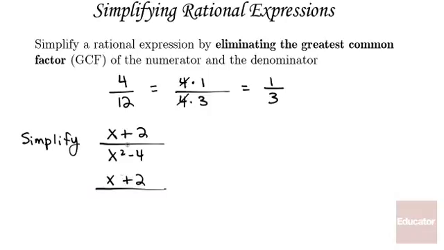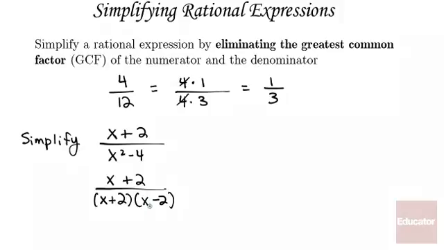You can't start crossing things out because these are terms that are added together or subtracted, and you can't cross those out. You can only cancel out factors. So we're going to go ahead and factor this. And I see I have a difference of 2 squares, so that's pretty easy to factor. It's x plus 2, x minus 2.